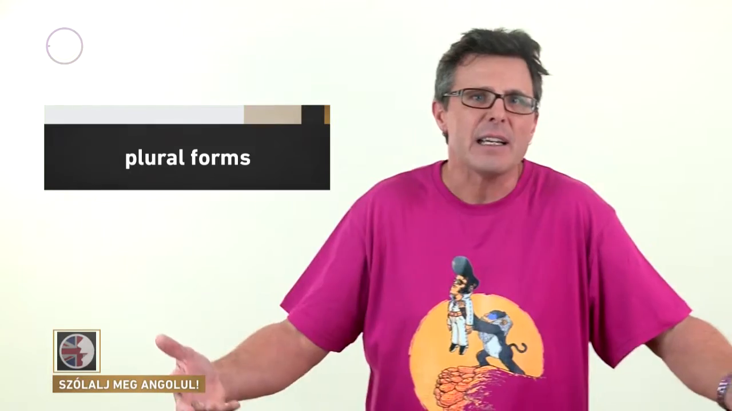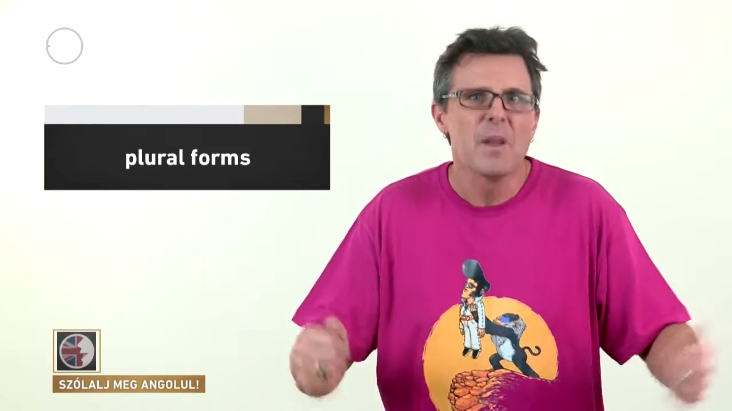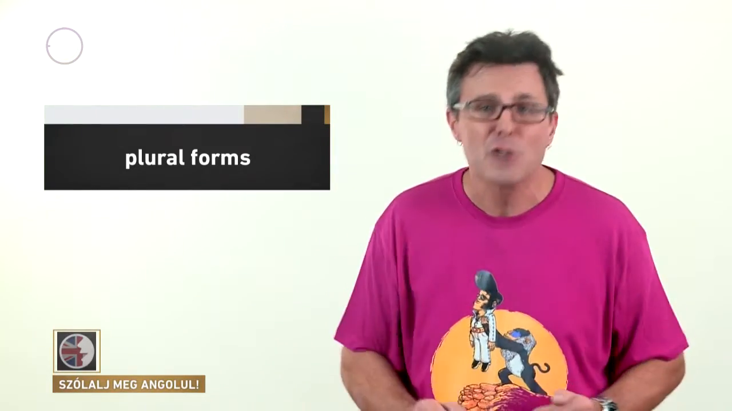Okay. Now, what about the plural forms? Well, what about them? They're just as easy, aren't they? Yes, we know the correct form of the verb to be, don't we? Yes, are. And we know where we have to put the negative, don't we? Yes, after the form of the verb to be. Okay, let's see them then.